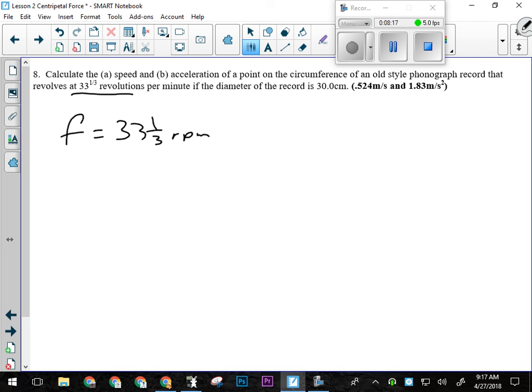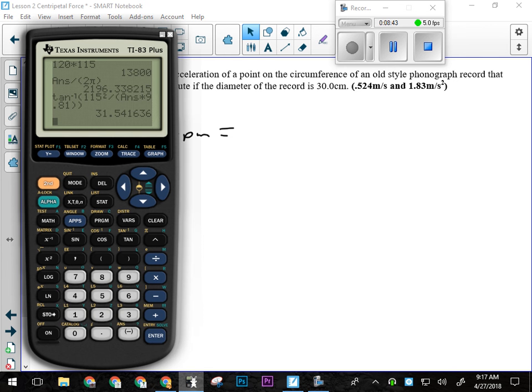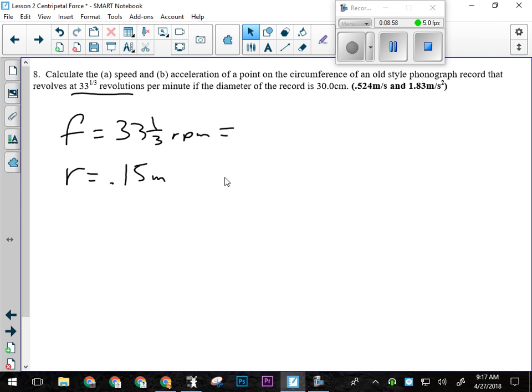But what do I want? I want it in meters, and I also want it to be radius and not diameter. Remember, that's that one trick that they can always try to play on you. So the radius is going to be 0.15 meters. I probably also want this not in revolutions per minute, but in revolutions per second, so I'm going to divide that by 60. So 33.333 divided by 60. It's just over a half of a revolution every second, so we have that number as well. So 0.55.